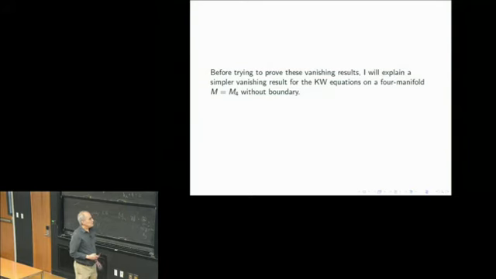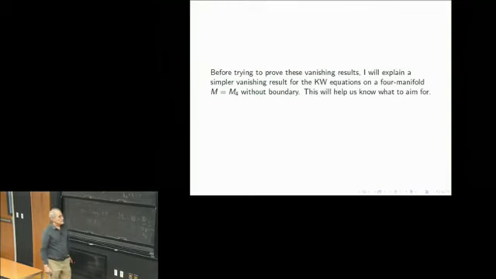Now, before trying to prove the vanishing results that we need, I want to get you in the right mood by explaining a simpler vanishing result that was in my paper with Kapustin for the KW equations on a 4-manifold without boundary. So that'll help us know what to try to do.